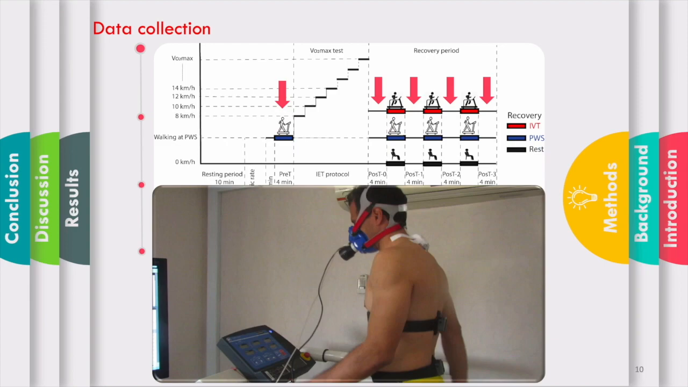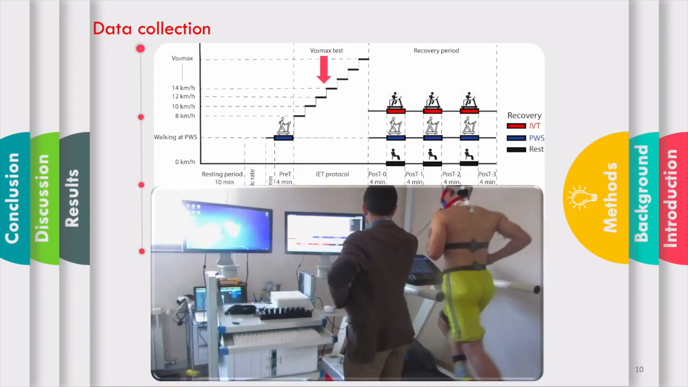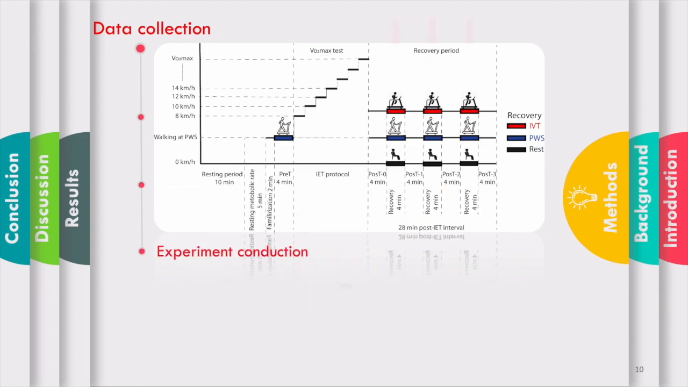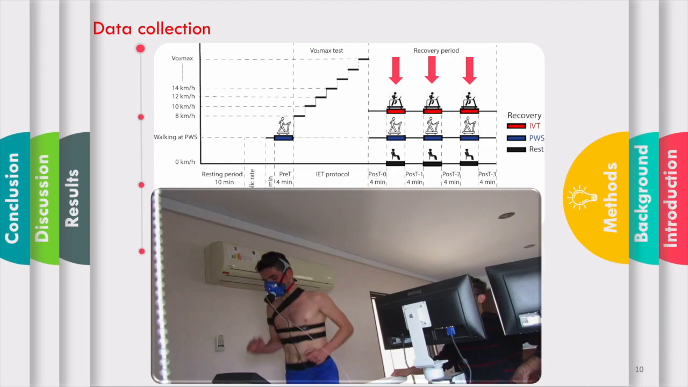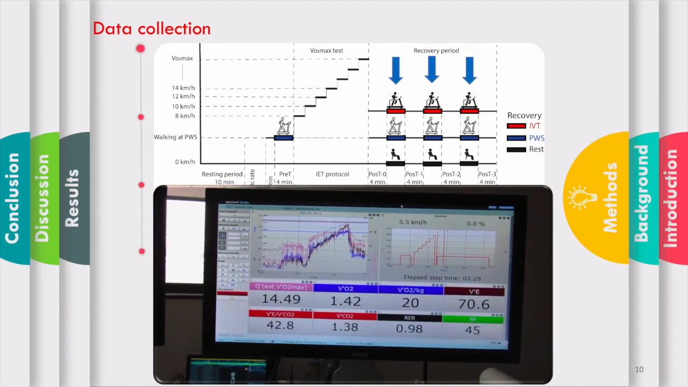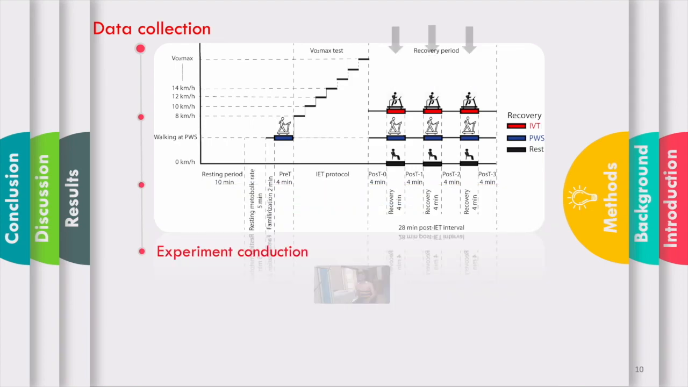After PreT, subjects were submitted to the VO2max test. We increased the speed of the treadmill 2 kilometers per hour every 2 minutes, and we stopped the test when the subject reached his VO2max. We had 3 recovery modes, and we chose one recovery in each session in random order: running at individual ventilation threshold and walking at preferred walking speed were our active recovery modes, and resting was the passive recovery.